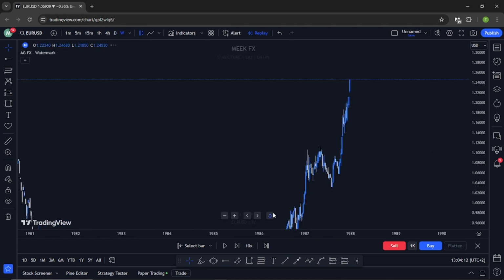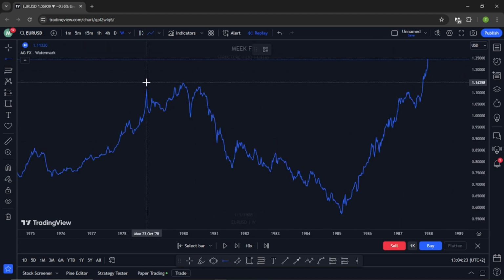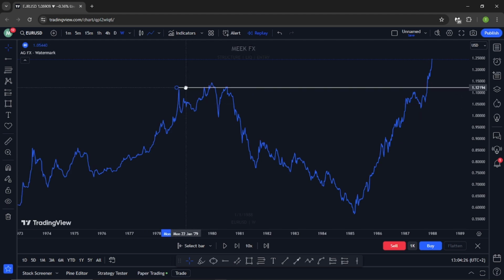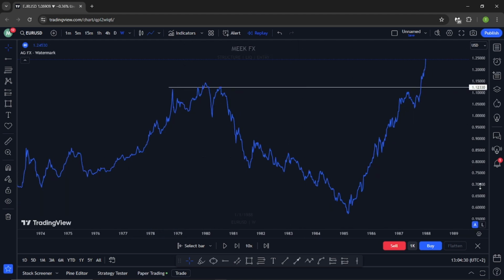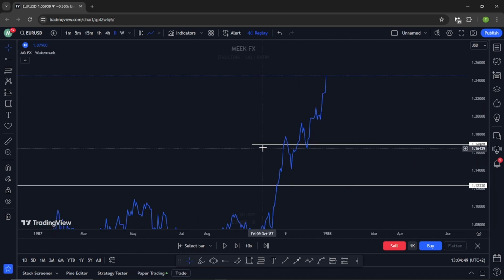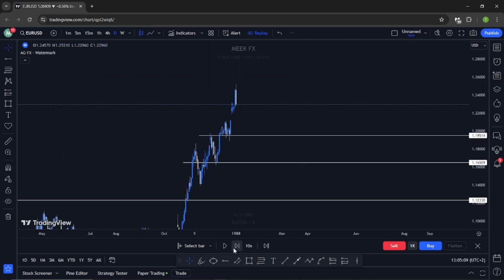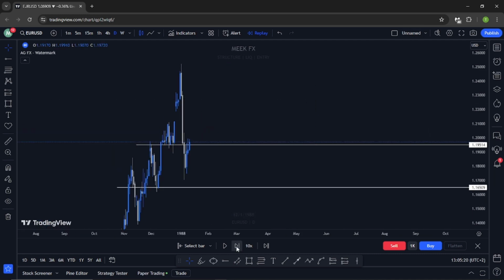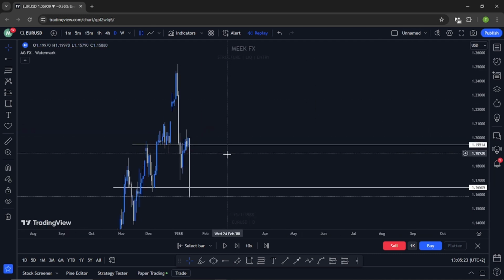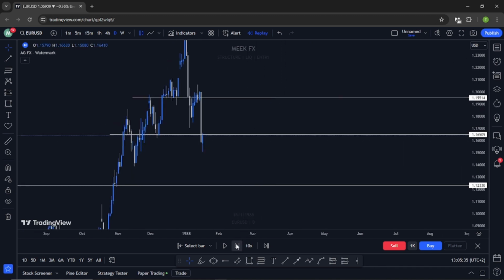Let me just start by plotting my zones on the weekly. As you can see, we just broke the all-time high right here. So switch to the line chart so you can see properly, right? So the sweet spot around this level is here. So I was looking to take a trade after the market closes below here, but as you can see, the market just flew to the downside, so I'm gonna look for another opportunity around this level.